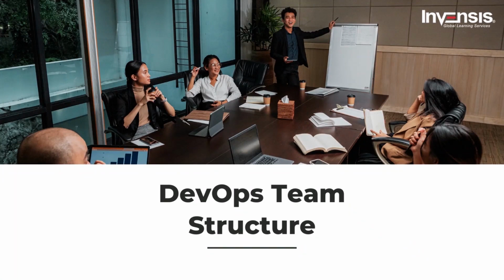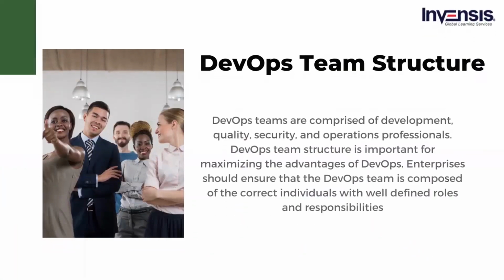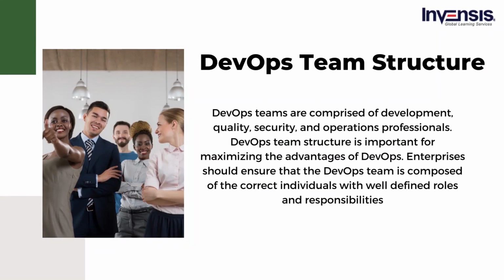Without further ado, let us get started with our first topic, DevOps team structure. DevOps teams are comprised of development, quality, security, and operations professionals. The DevOps team structure is important for maximizing the advantages of DevOps. Enterprises should ensure that the DevOps team is composed of the correct individuals with well-defined roles and responsibilities.